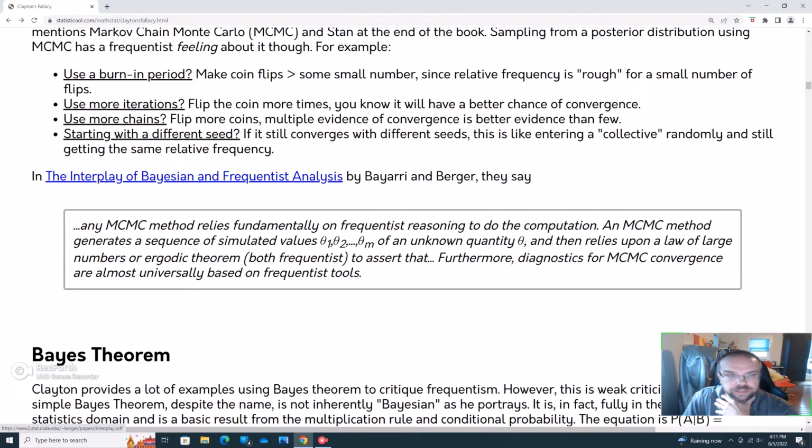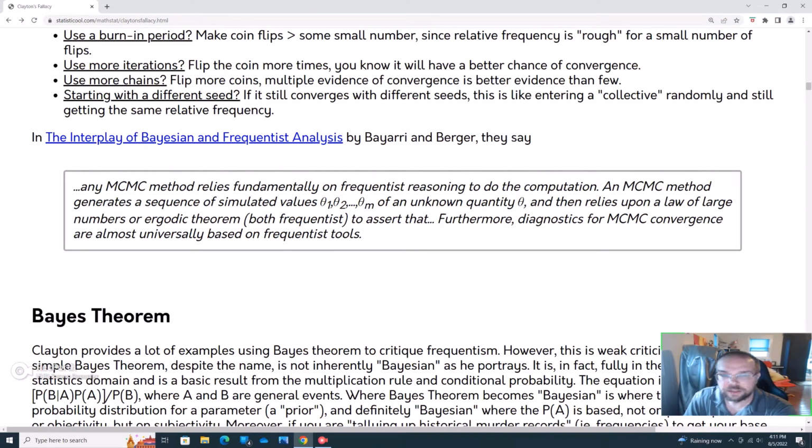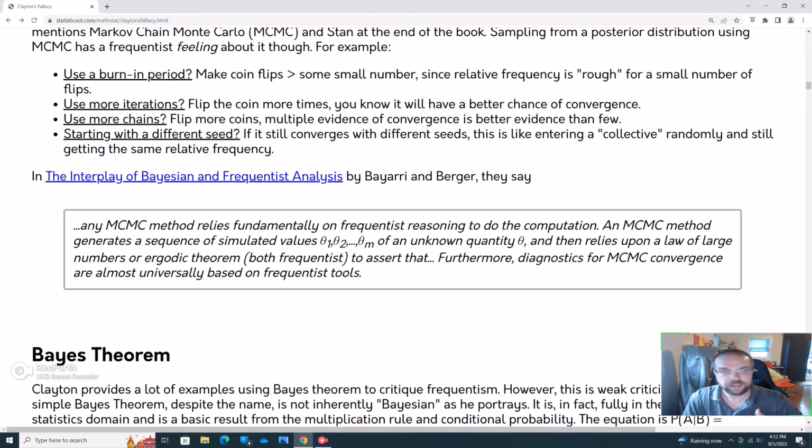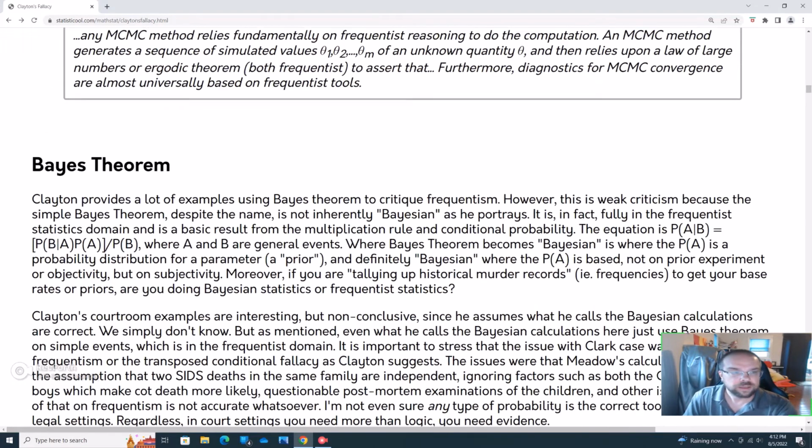Okay. Now in the paper, The Interplay of Bayesian and Frequentist Statistics by Bayarri and Berger, they say, any Markov chain Monte Carlo method relies fundamentally on frequentist reasoning to do the computation. It generates a sequence of simulated values of theta, an unknown, unfixed quantity, and then relies upon a law of large numbers or ergodic theorem, which are both frequentist. Okay, and then it also says the diagnostics for Markov chain Monte Carlo convergence are almost universally based on frequentist tools. So your Bayesian analysis is basically underlain by frequentist tools. So the idea that the law of large numbers stuff can be fundamentally flawed just doesn't hold water.